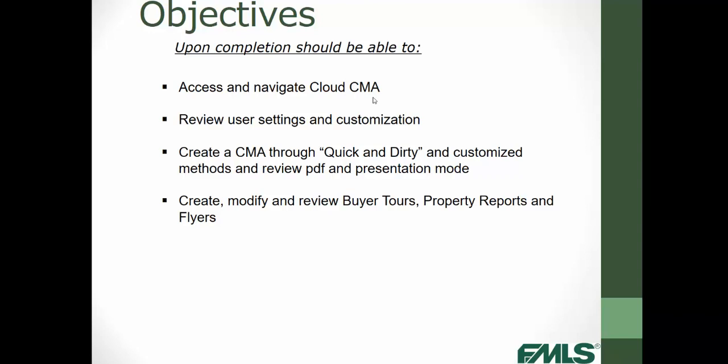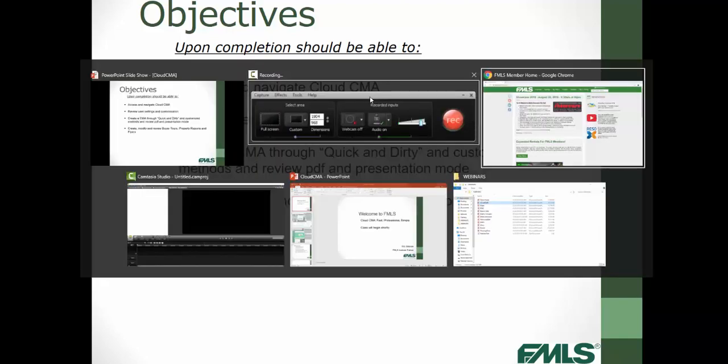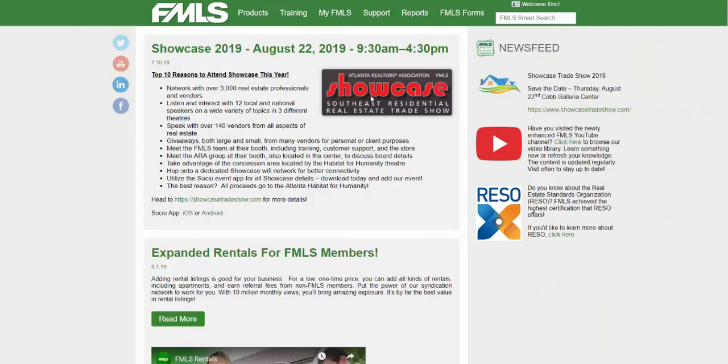We'll look at two presentation methods called the presentation mode or just a PDF that you might create. And then we'll also be looking at other reports that the Cloud CMA system does, including buyer tours, property reports, and flyers. So let me go ahead and move over to my live login here to fmls.com.